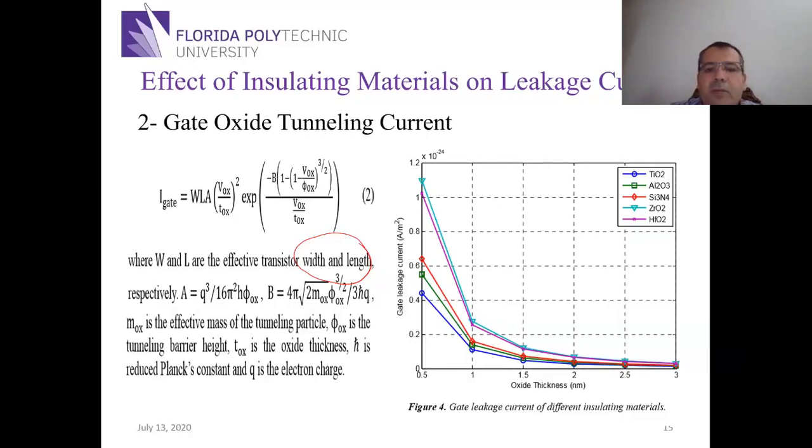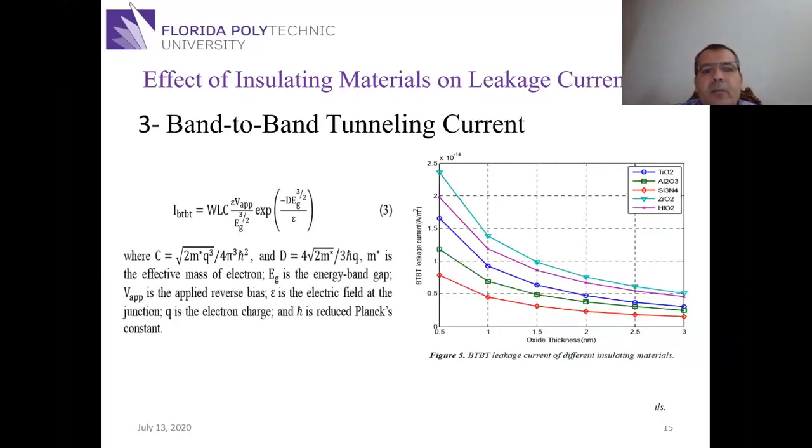When this electron jumps from the valence band or conduction band, or the hole moves, this is the way it will leak and generate a tiny current, which we call the leakage current. And this is dissipation of the energy from the power supplied to the transistor. The effect of the third one is band-to-band tunneling.